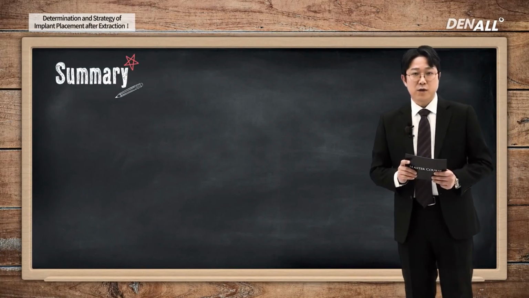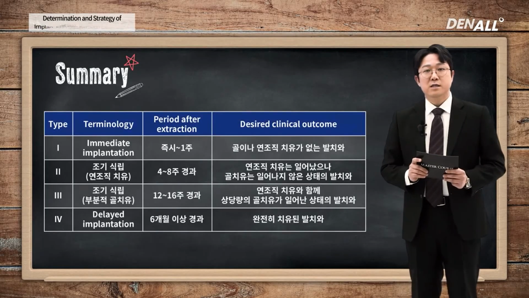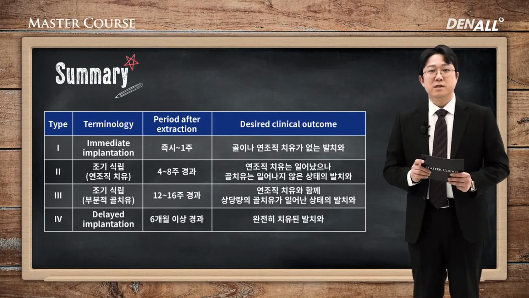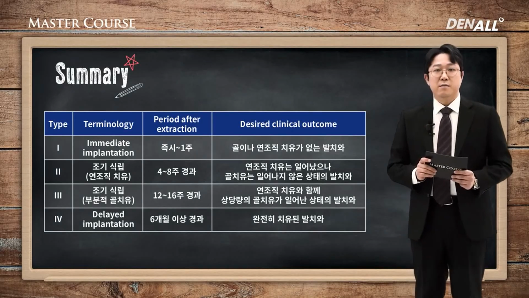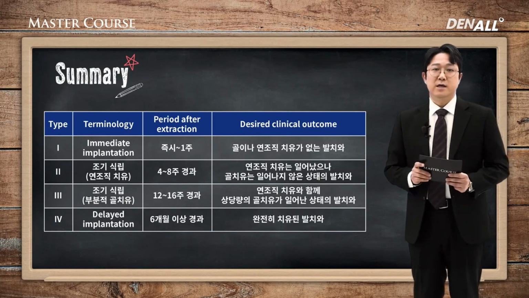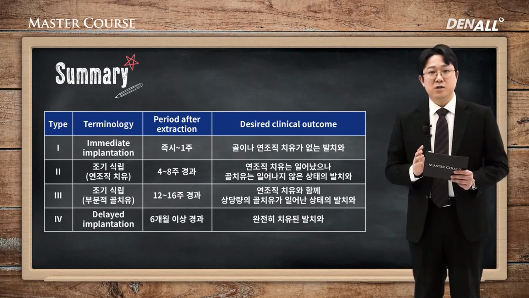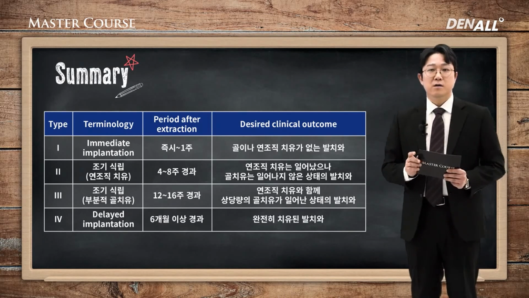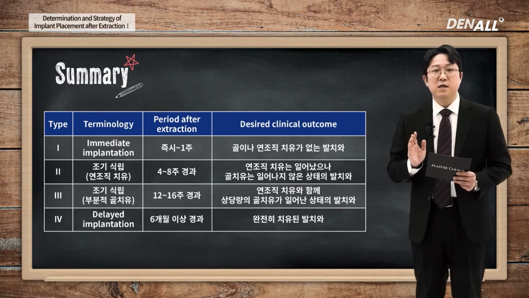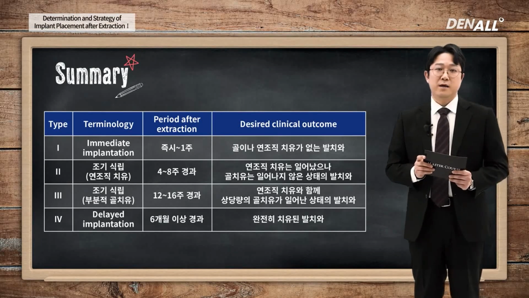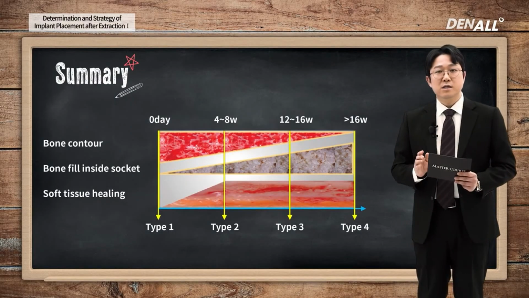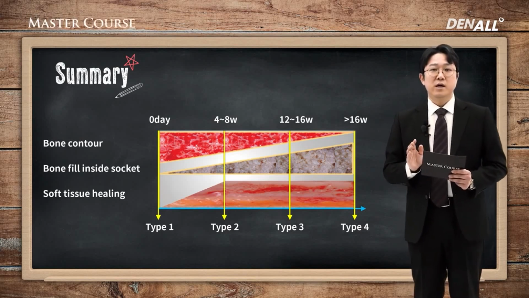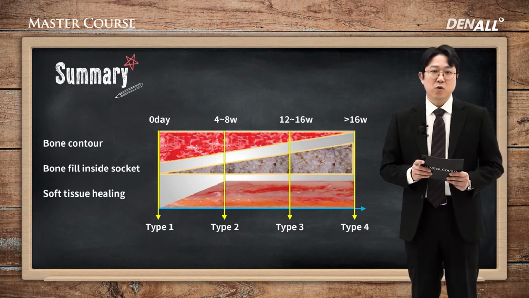So let's summarize. First, I talked about the placement period depending on extraction socket in 4 categories. Depending on each period, there's a difference in socket healing. How the socket heals, in which period, you need to understand the characteristics, and you need to make a decision on when to place the implant. How do you make the decision about when to place the implant? You can use the healing of the extraction socket to make that decision.